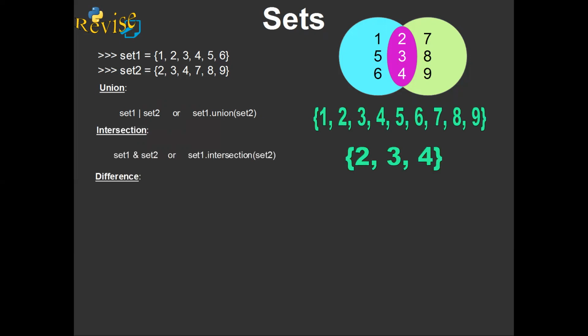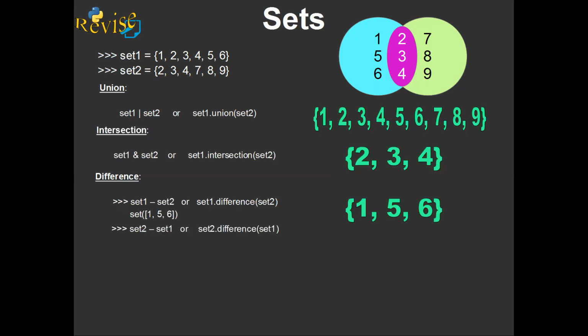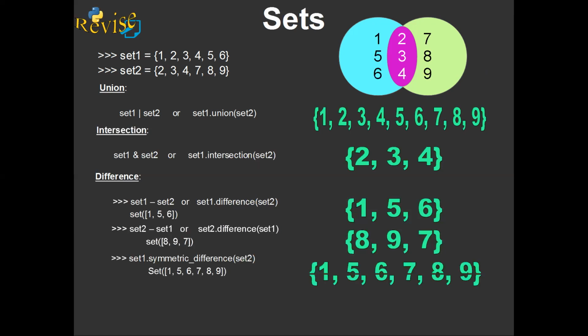Then we'll talk about difference. This we will be using most of the time. Set 1 minus set 2, or set 1 difference set 2. It gives us the difference from the perspective of set 1, so it gives elements which are only in set 1: 1, 5, 6. Or if you want to take it the other way around, you can do set 2 minus set 1, or set 2 difference set 1. It will give us the elements from set 2, that is 7, 8, 9. If you want to find the different elements from both sets, then you use symmetric difference: 1, 5, 6, 7, 8, 9. It gives the difference from both sets.